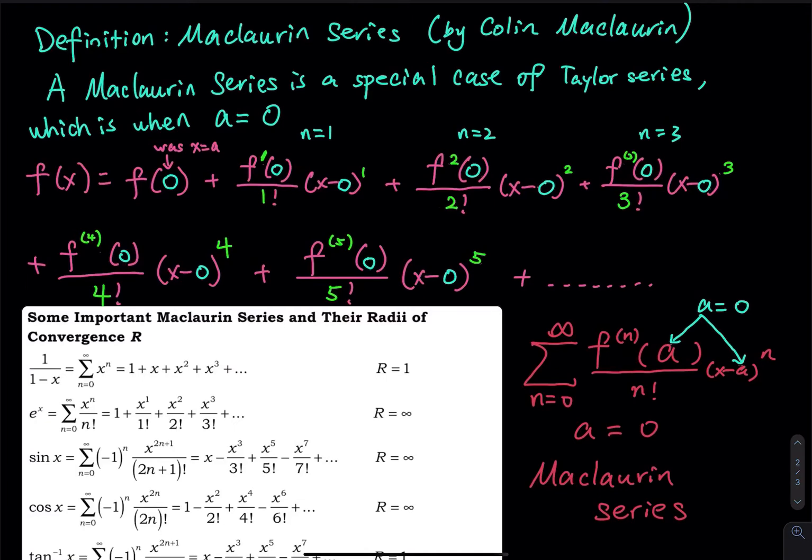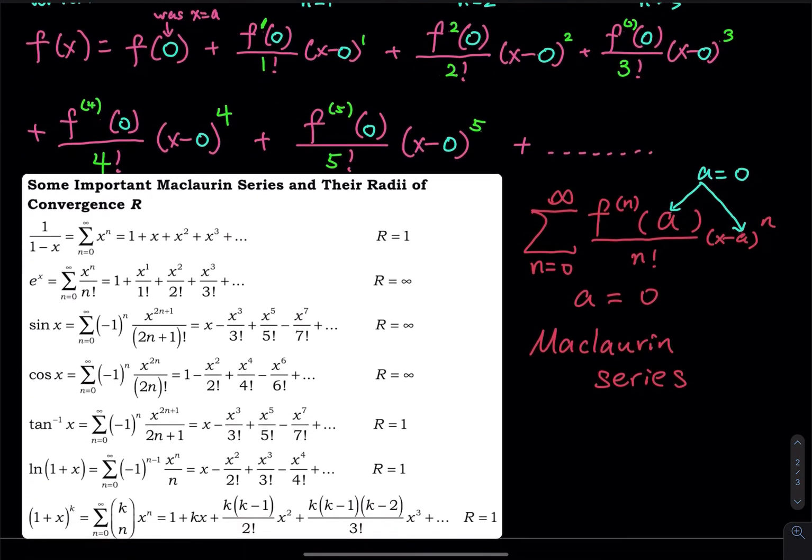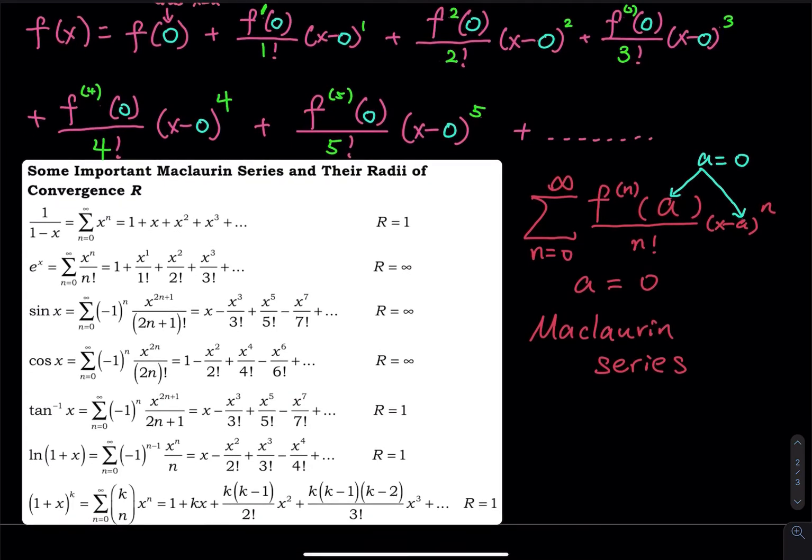For the Maclaurin series, I have a few important Maclaurin series for you. They exist in almost all the textbooks. These are some important Maclaurin series, and their radii of convergence. We already talked about the first one, 1 divided by 1 minus x. This is a rational function that can be represented by a Maclaurin series, and you can look at the right hand side of the equation. Then we have a Maclaurin series for e to the x, sine of x, cosine of x, inverse tangent, ln of 1 plus x, and 1 plus x raised to the kth power.